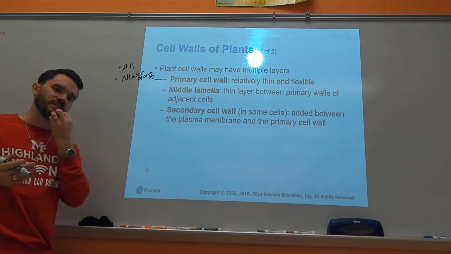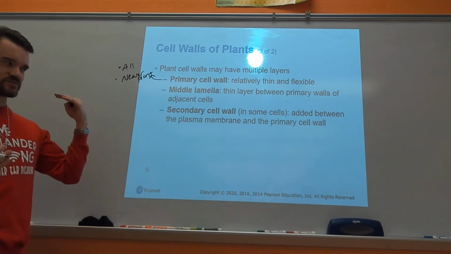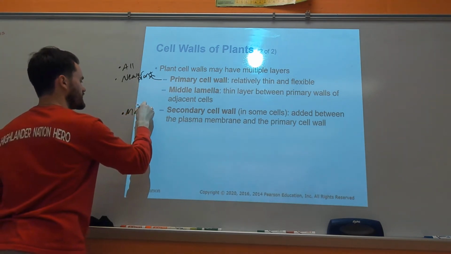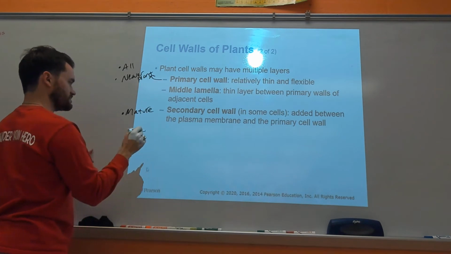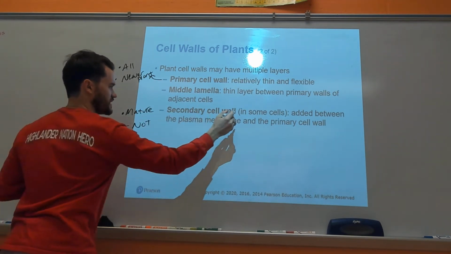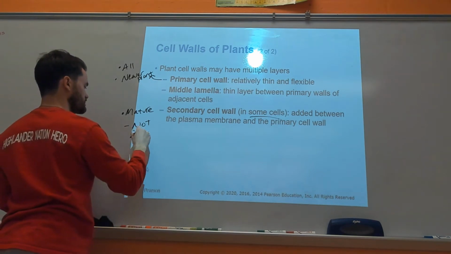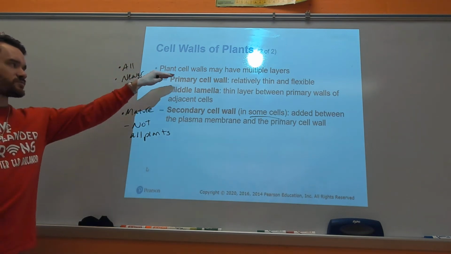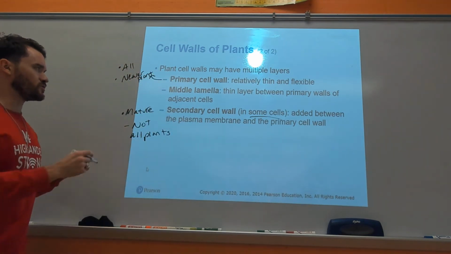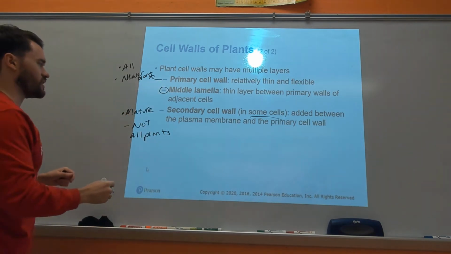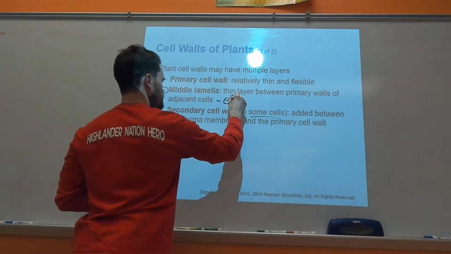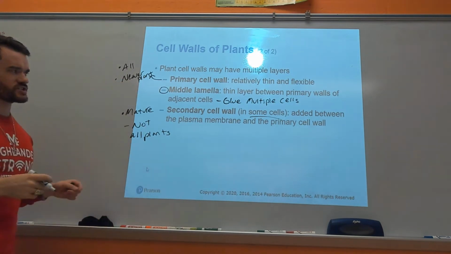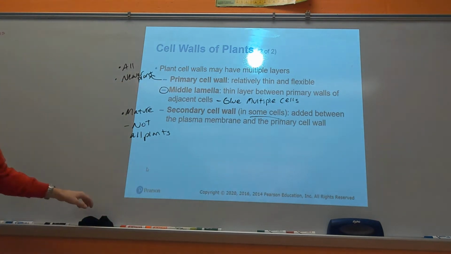Especially if you're still trying to figure out and establish your space. You don't want to be as rigid and firm as more mature plants. More mature plants will then get a secondary cell wall, and not all plants. So that's why it's saying some cells, not all plants. Okay, and so this will be what glues the primary cell wall and the secondary cell wall together is the middle lamella, and this will also be used to glue multiple cells together. So I'll show you a picture of all of this in action, but let me hop to it.